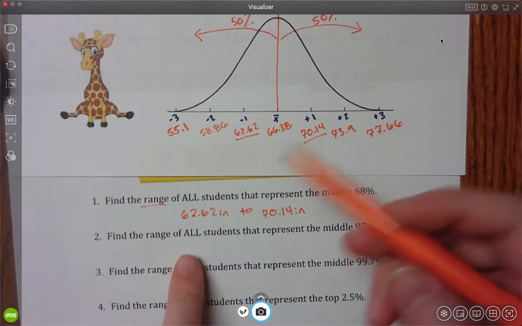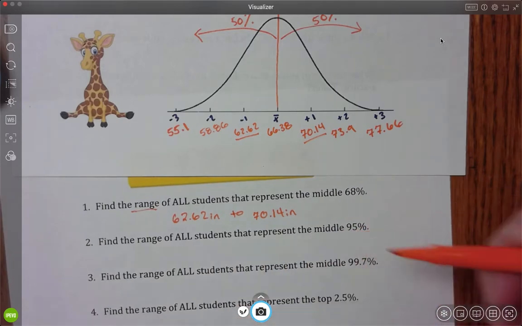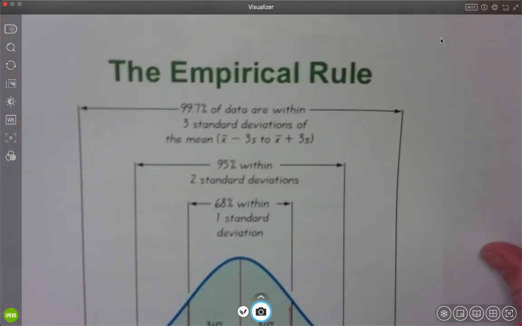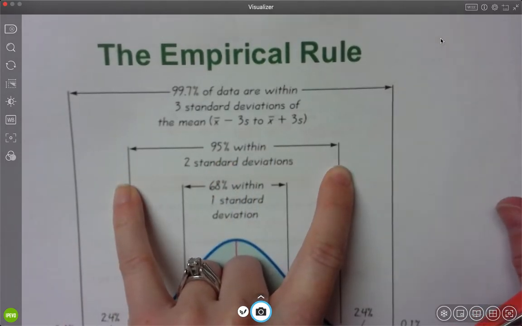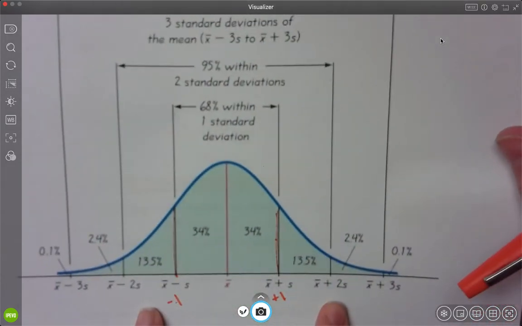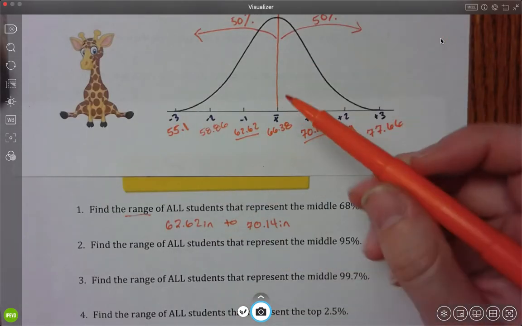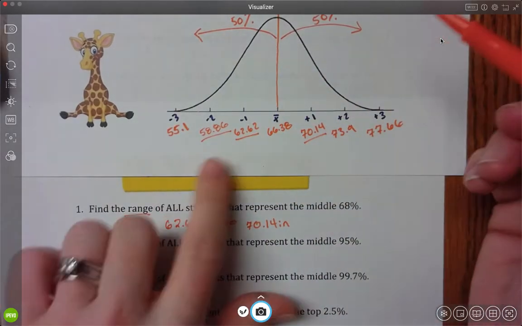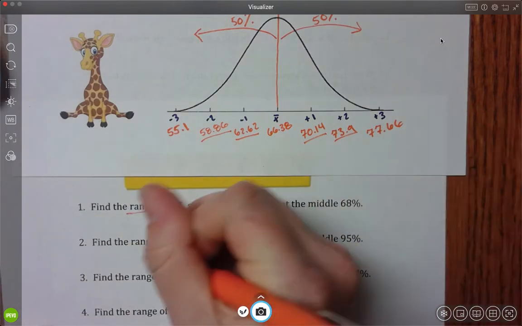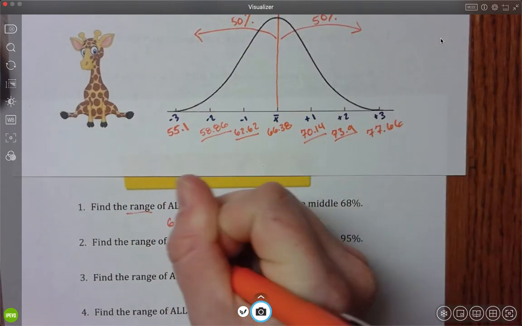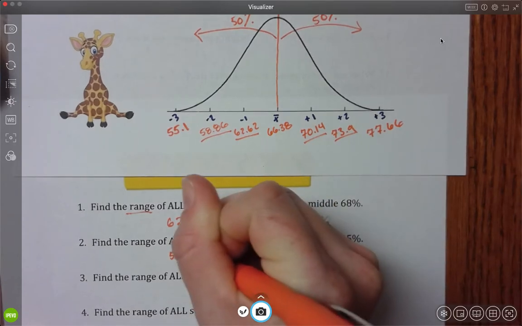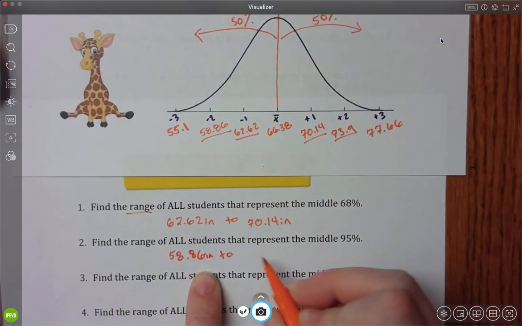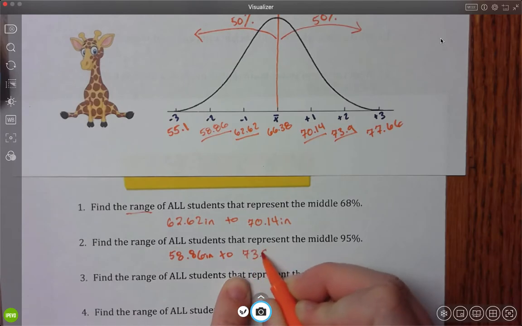Now the range of all students that represents the middle 95%. 95% is within 2 standard deviations, so almost all of my students are going to be within 2 standard deviations. According to this data, those two heights are 58.86 and 73.9. So I can expect that about 95% of my students are between 58.86 inches and 73.9 inches.